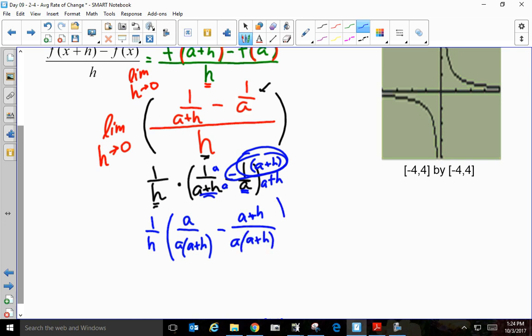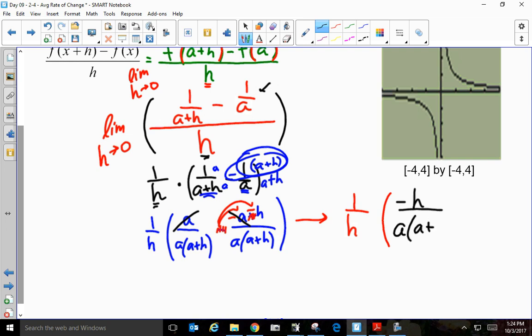We ready? Now I can distribute that negative sign. We'll do it really one step at a time. Now when I distribute this negative sign, I get negative a minus h, don't I? So when I combine them, I get 1 over h, and again, I'm showing you every step of the way, times, well, what's going to happen on the top here? I've got a positive a, it's going to cancel the negative a, isn't it? And I just have a minus h, don't I? All over a times a plus h.